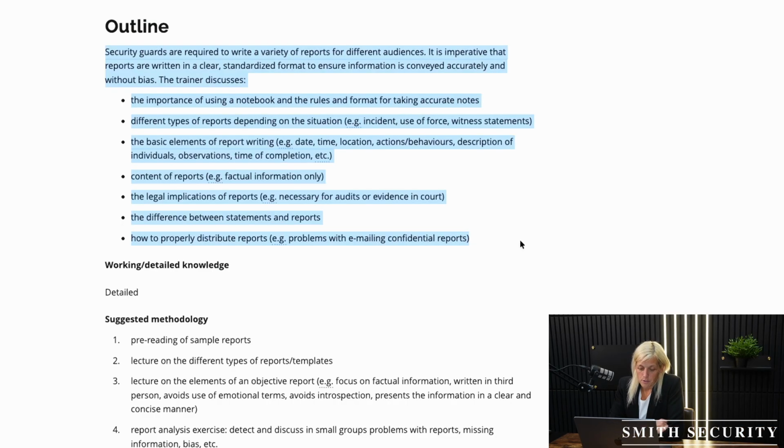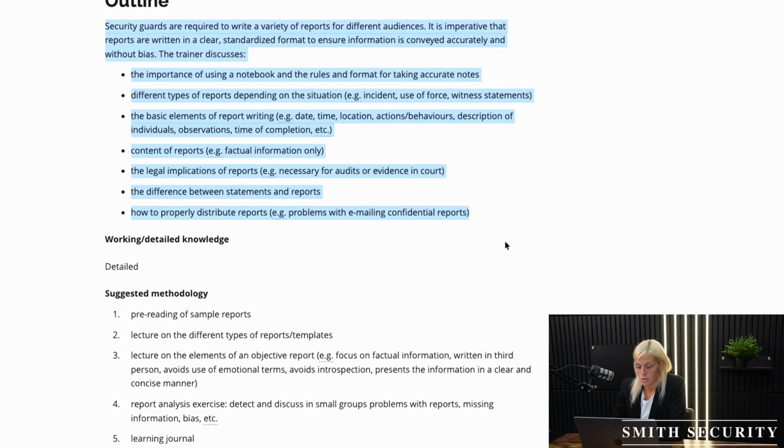Then there's going to be the difference between statements and reports and how to properly distribute reports, problems with emailing confidential reports, all of that. So again, also things you're going to learn from your employer, because you might not be emailing anything. It might be uploaded into an app. And it might be that you have a notebook like this and your employer says, okay, when you're finished with it, give it to us and we're going to keep it on hand for 5 to 10 years, whatever they want to do. So it very much depends on your employer. You will figure that out when you get there.